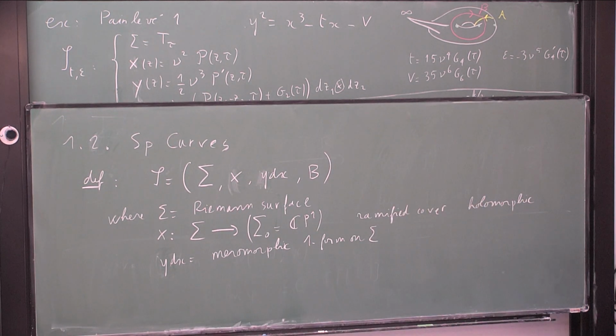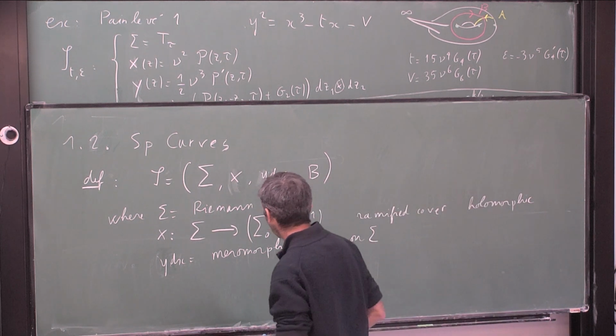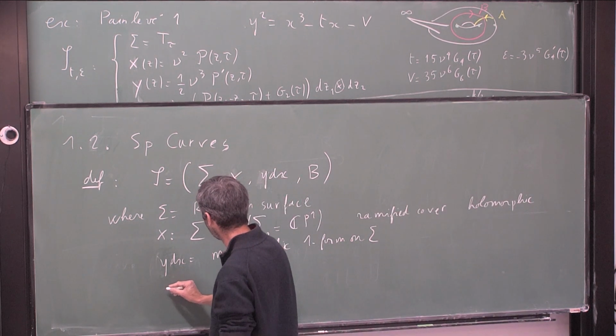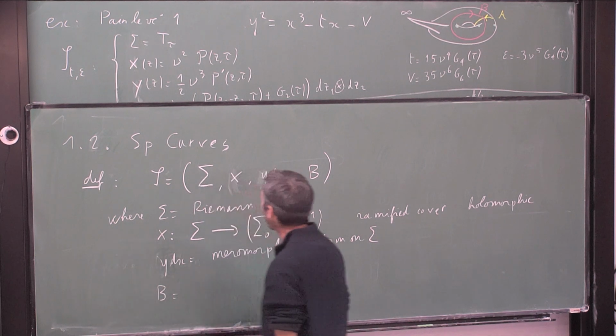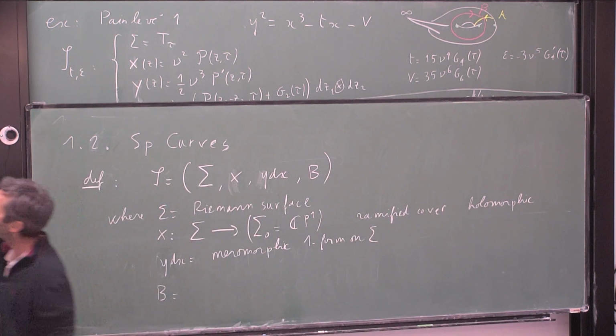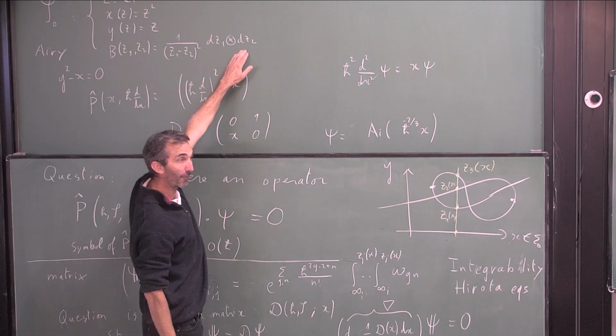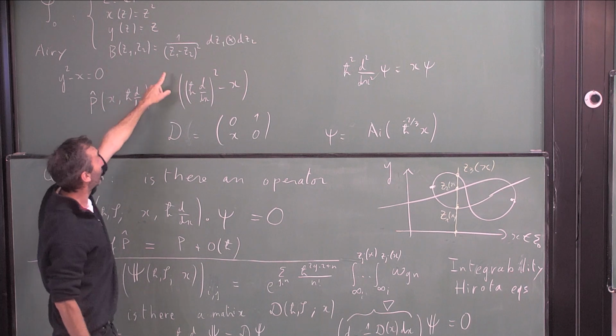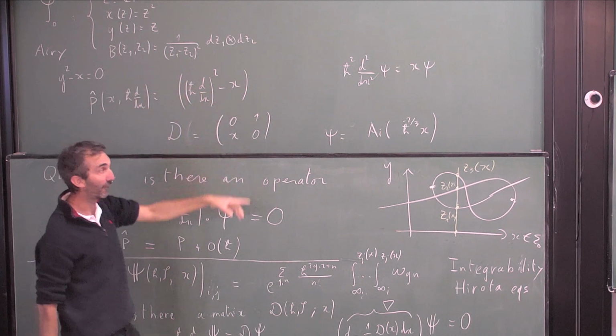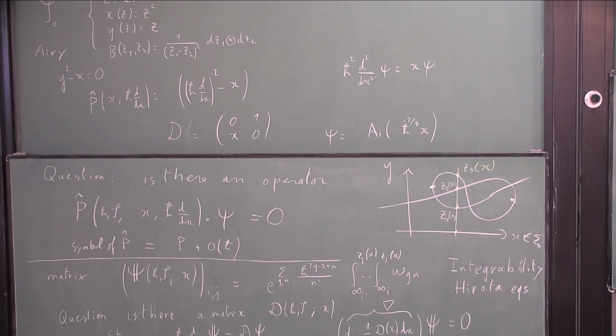And if the curve is compact, there must be an algebraic relationship between y and x. Now B is something that, as you see in all my examples, is a function of two variables. It is a one-form tensor one-form. It is symmetric, and it has a double pole when z1 equals z2, so on the diagonal. Here as well, in this other example as well, because the Weierstrass function P has a double pole at 0.